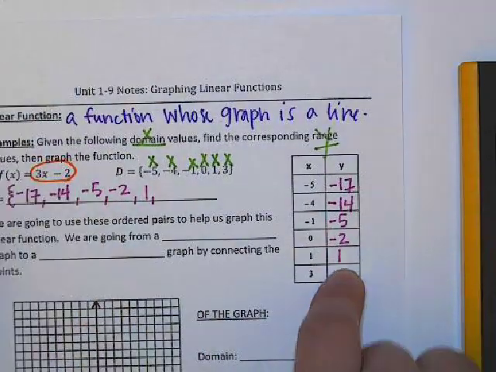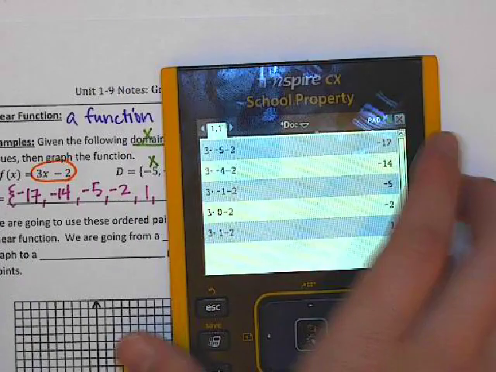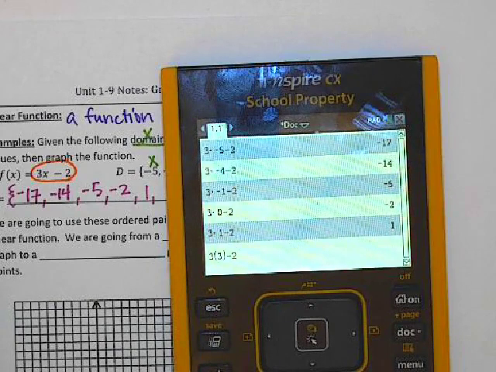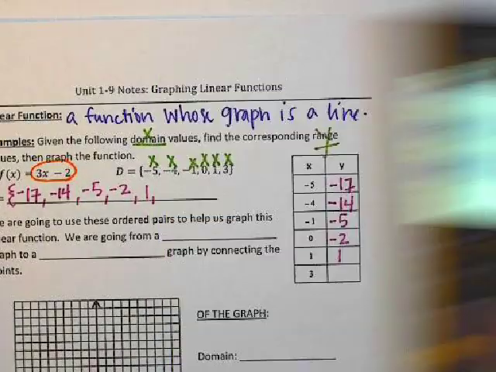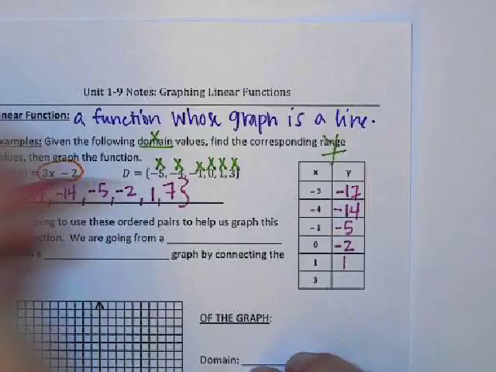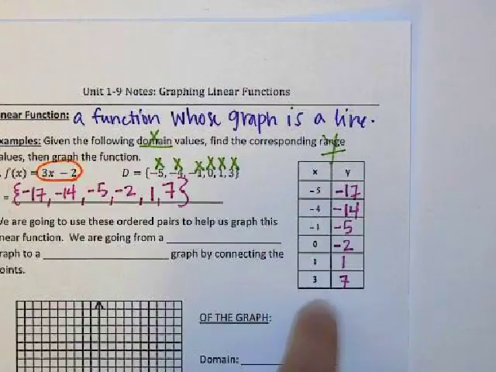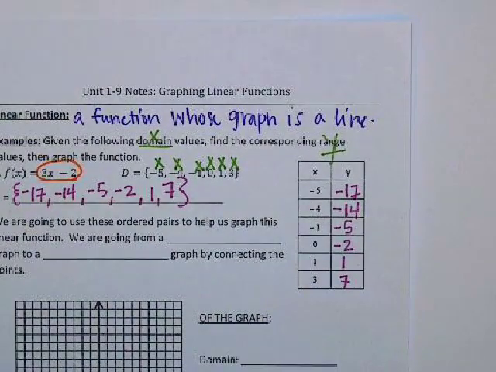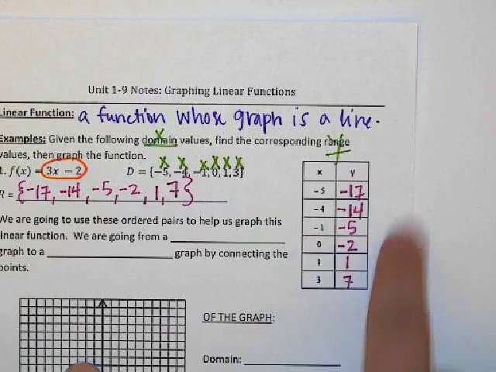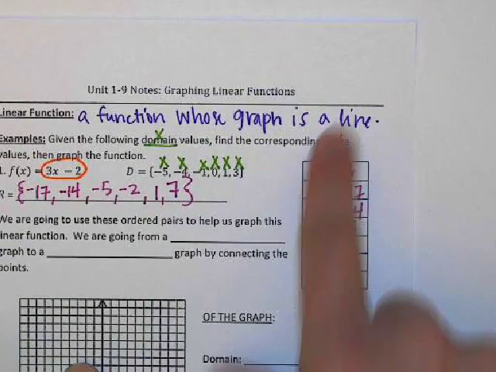And then I plug in my last number, which is 3, into the game. 3 times 3 minus 2 gives me 7. And that's my last y, so I need a bracket. And when x was 3, y was 7. Okay, what's this called over here? A table, right? Okay, a table.